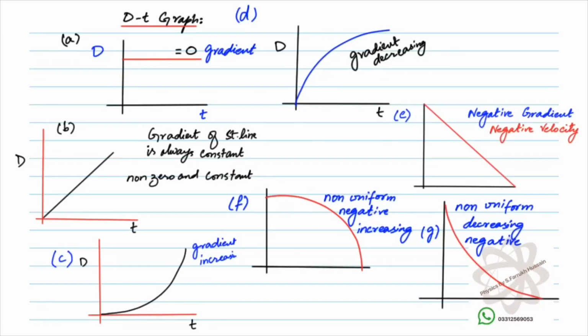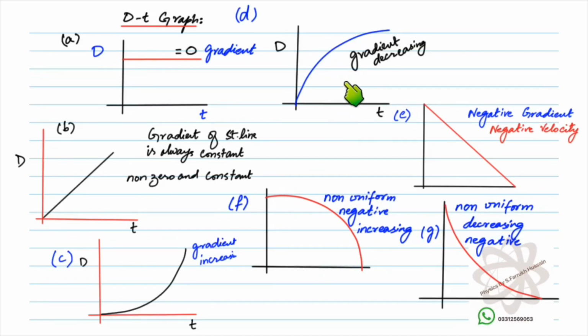Now in this graph the gradient is 0, which means the speed is 0, or you can say the object is at rest because it is not changing its distance or displacement. The gradient is constant, non-zero and positive, which means speed is constant, non-zero and positive. Gradient is increasing, so speed is increasing, or you can say velocity is increasing. Gradient is decreasing, which means speed or velocity is decreasing.